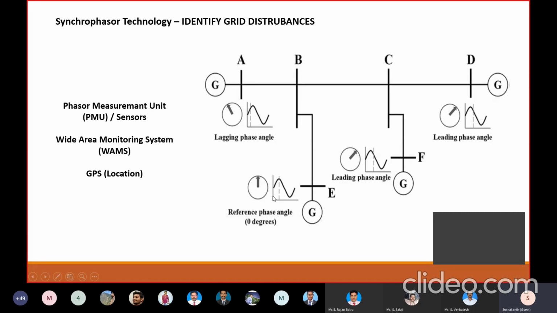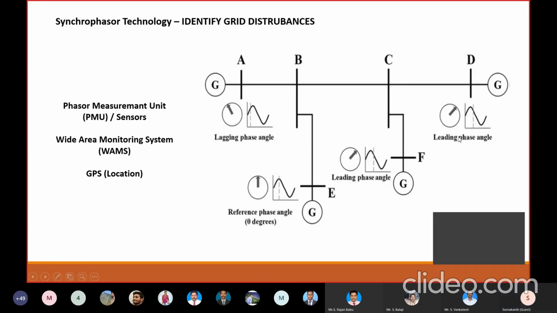So we can keep the reference of this phase angle, which can be compared to other buses. Here it is leading, and in A it is lagging. While keeping the phase angle at E as reference, there will be a GPS device, so you can time tag the phase angle. At that time, you can refer to the other phase angles and you can see.